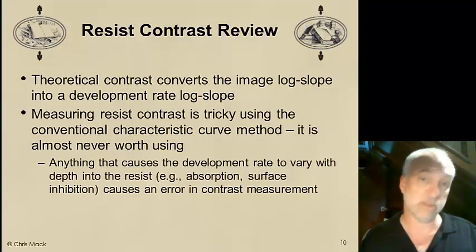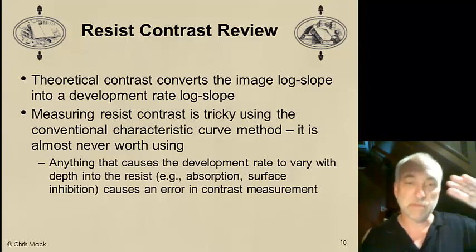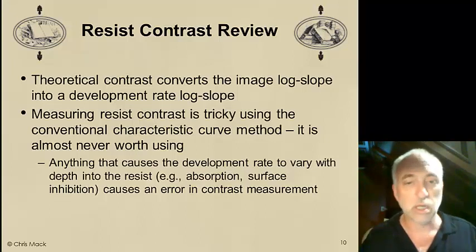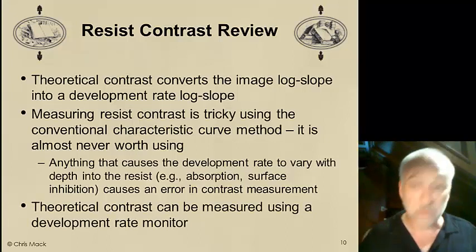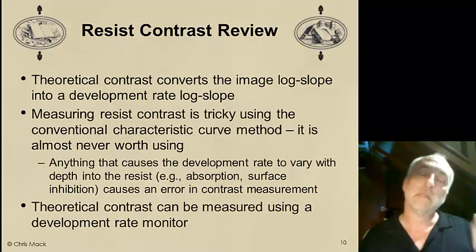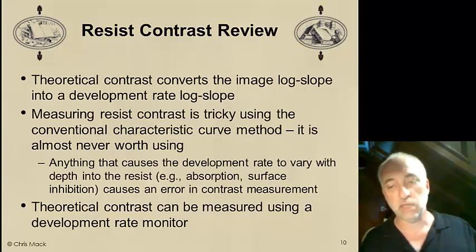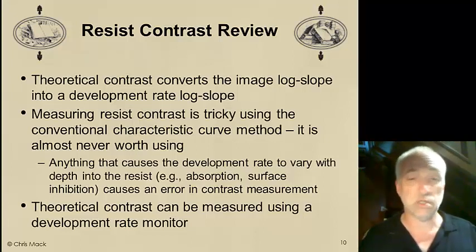Anything that causes the development rate to vary with depth into the resist, things like absorption or surface inhibition, will cause an error in the contrast measurements. If you want a good contrast measurement, you have to use a development rate monitor to extract the development rate at a particular point in the resist, not just looking at thickness remaining versus dose.